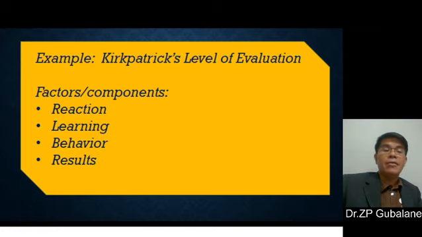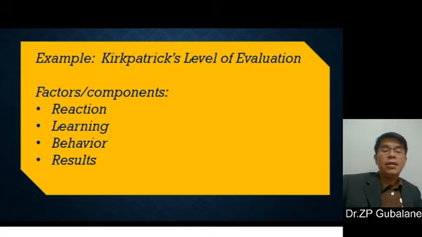The first one is reaction level evaluation or assessment. Here, we can assess the immediate reaction of the participants or respondents. How good is the training itself in general? How about the content? Is it less, is it enough, is it more? How about the venue, the food, the accommodation, and even the overall objectives attained by the training? How about the speaker or resource speakers?